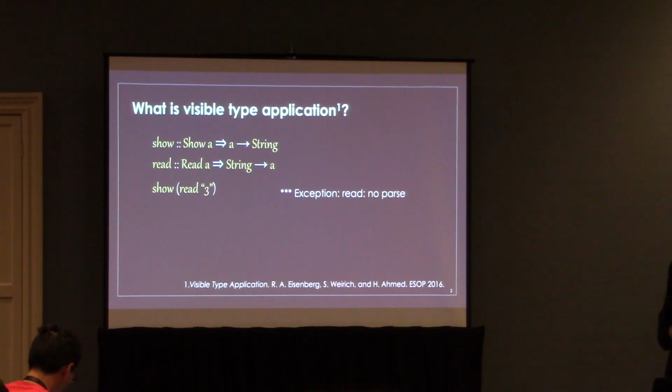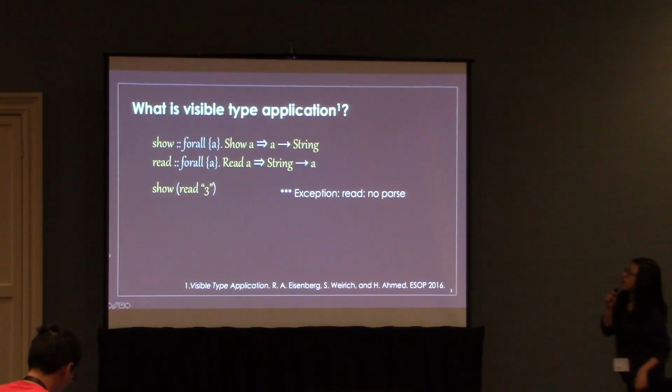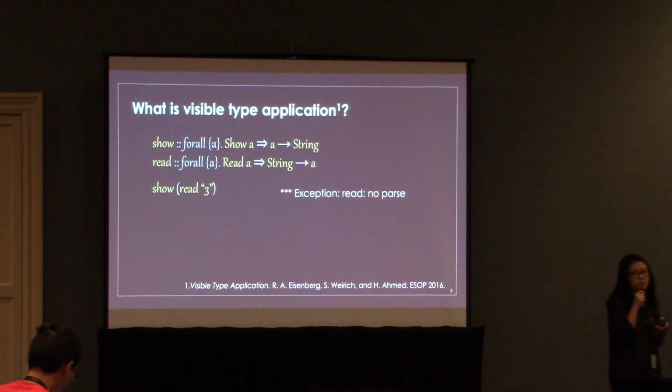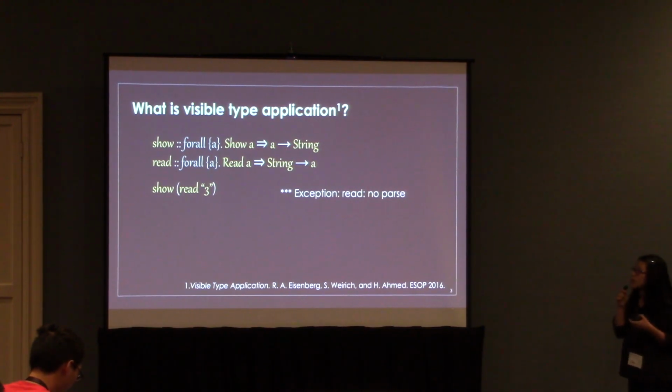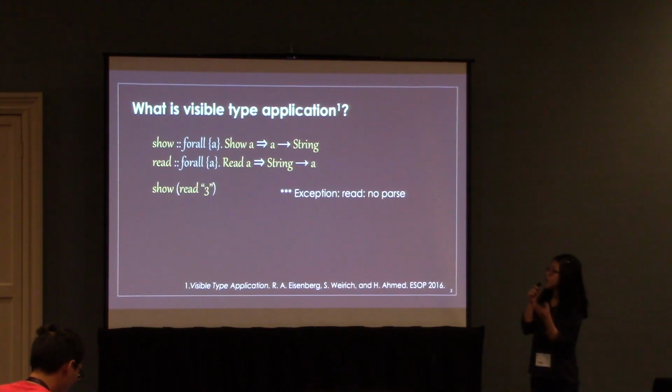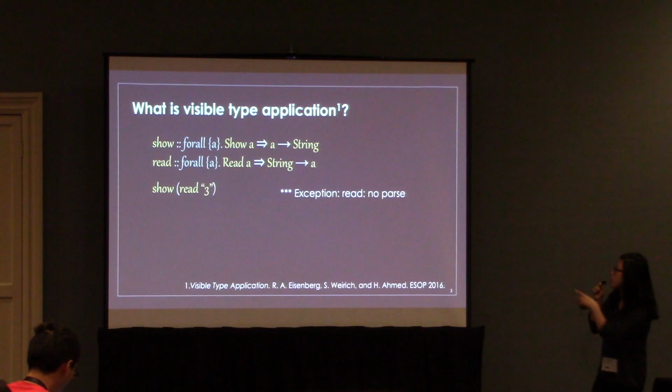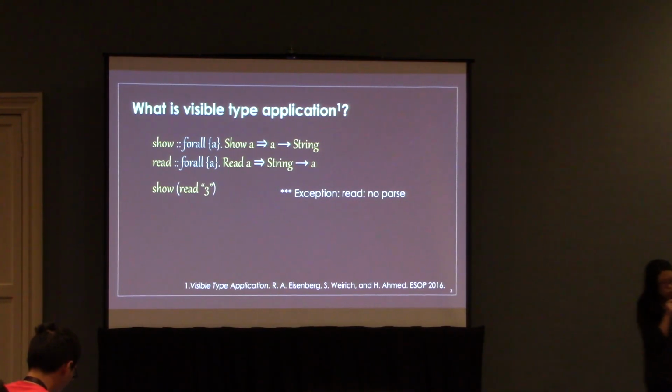The problem is show and read are polymorphic functions, and inside GHC, under the hood, they have to really know what the a is in here, and they have to check that against the term that is passed into the function in order for this to work. And so you can do it with type annotations, but in many cases it wouldn't work.